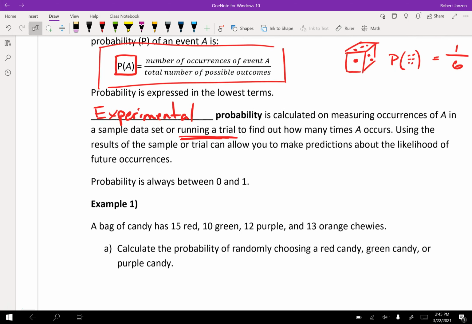Okay, the probability is always between 0 and 1. Remember, 0 is 0% chance of happening and 1 is 100% chance of happening. Okay, we will start here in class tomorrow.